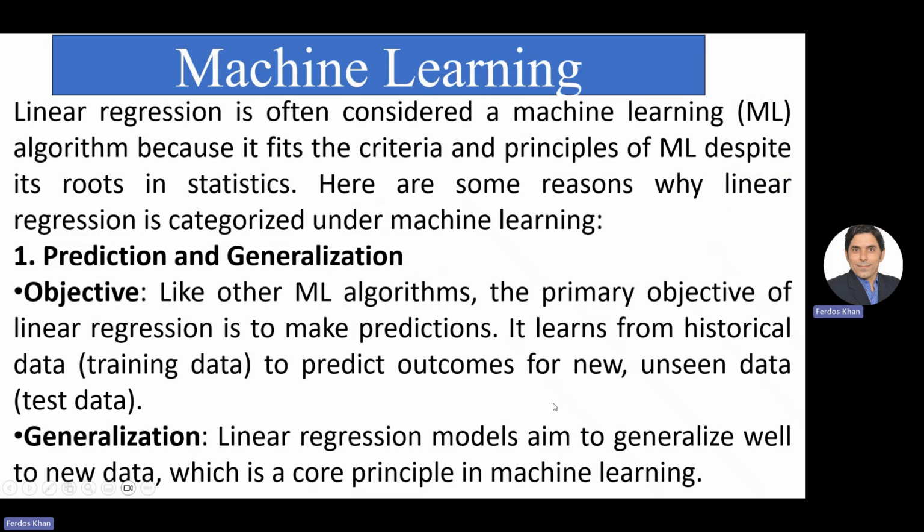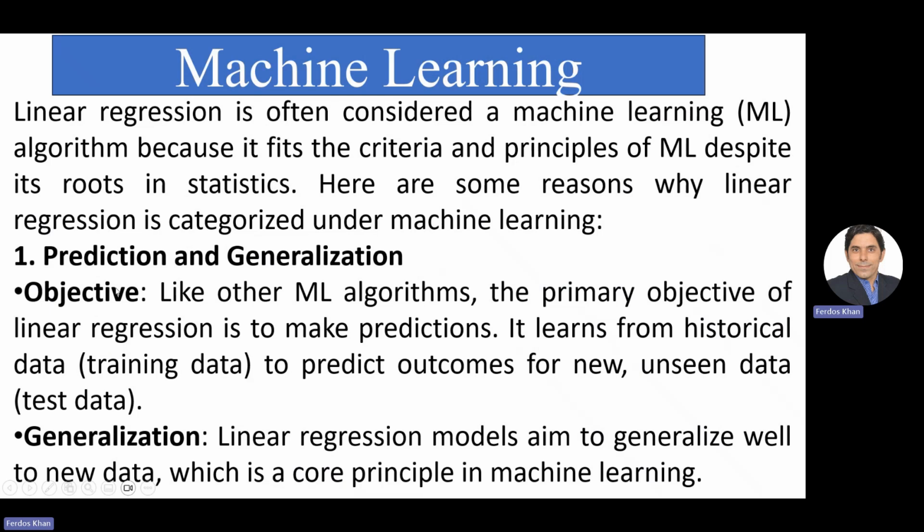Now let's move to how you can call simple linear regression machine learning. Linear regression is often considered a machine learning algorithm because it fits the criteria and principles of ML despite its roots in statistics. Here are some reasons why linear regression is categorized under machine learning. So these are the reasons you can give if someone asks why we call this machine learning.